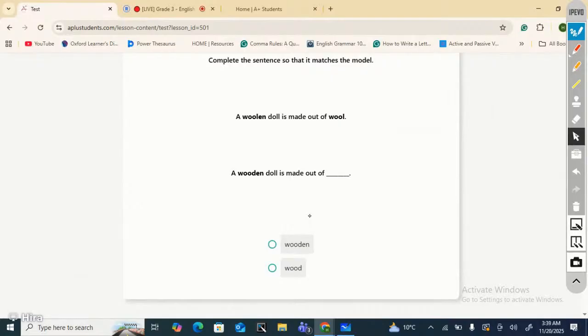A woolen doll is made out of wool. A wooden doll is made out of what?